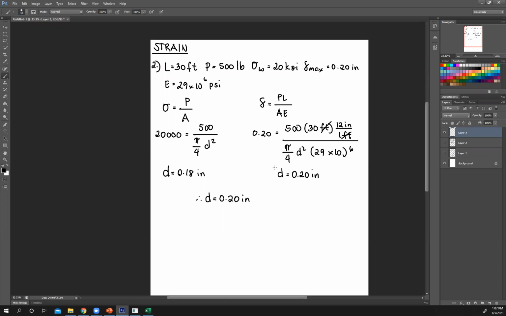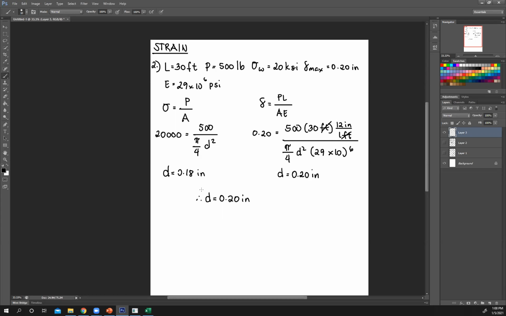Okay, why? So let's say for this to be 0.20, D must be 0.20. If I use 0.18 here, the denominator is less. Therefore, the whole value of this would be greater, or would increase. Therefore, it would exceed 0.20, and that is already the maximum deformation that is allowed. That's why you're going to use 0.20. Okay?